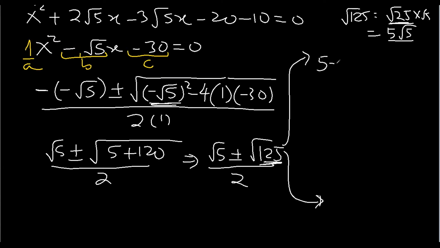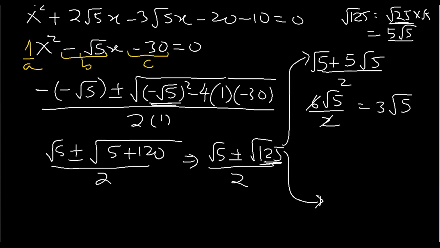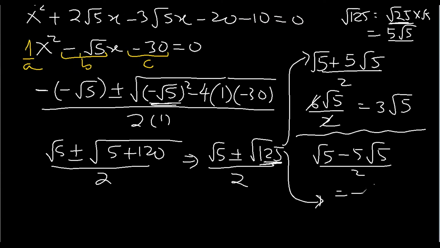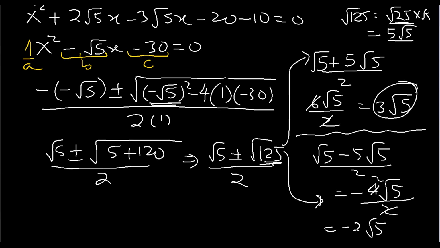So our first solution should be square root 5 plus 5 square root 5 over 2. Okay, so it becomes 6 square root 5 over 2, 2 and 6 cancel, we get 3 square root 5. That is our first solution. Second one, square root 5 minus 5 square root 5 over 2, which is minus 4 square root 5 over 2. 2 and 4 cancel. Answer is minus 2 square root 5. These are the two solutions for x.